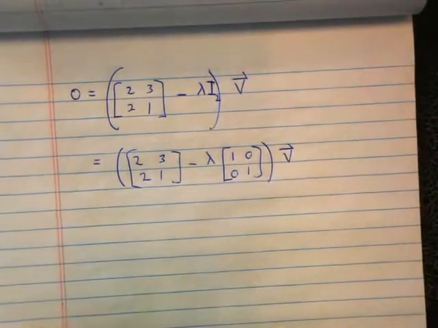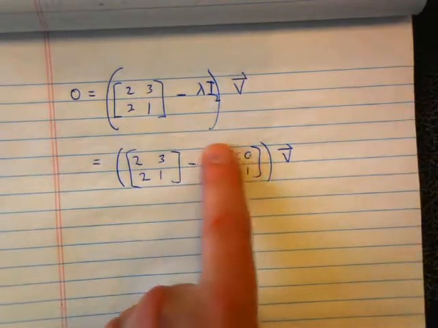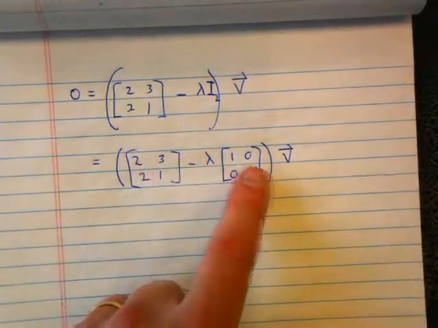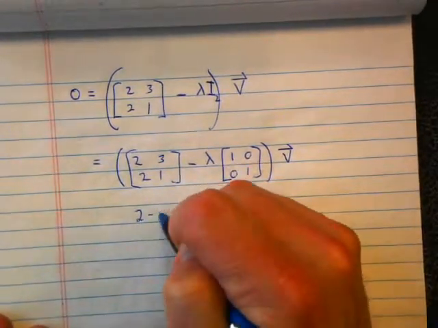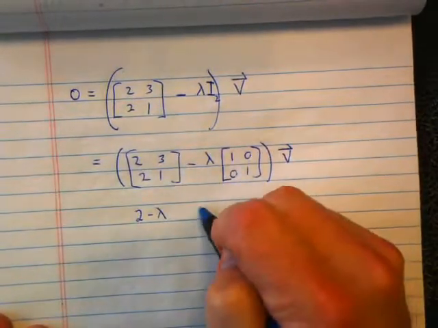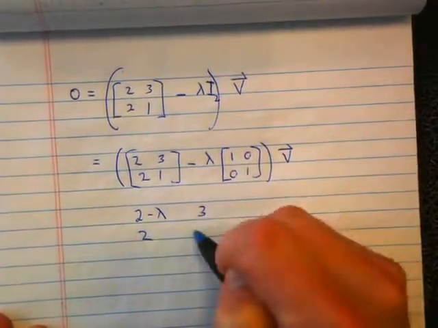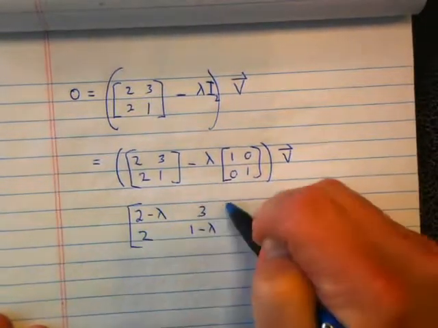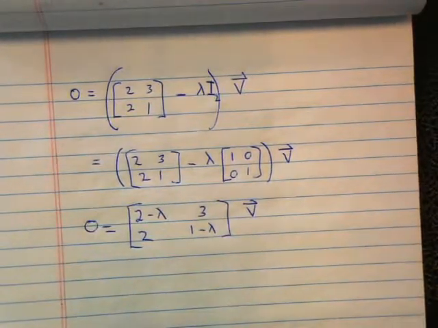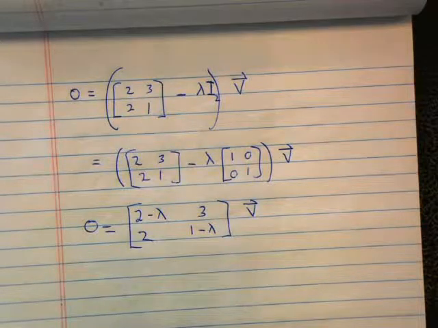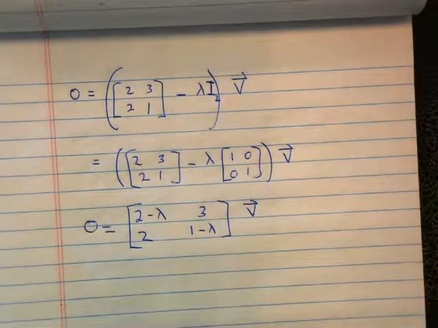Now I'm going to distribute lambda into that matrix, and then I can combine my matrices. So this becomes [2 minus lambda, 3; 2, 1 minus lambda] times vector v, and that has to be 0. Well, that's not it yet. When we get all done, what's our goal? Lambda. We want to figure out lambda, which will give us a solution to the equation.